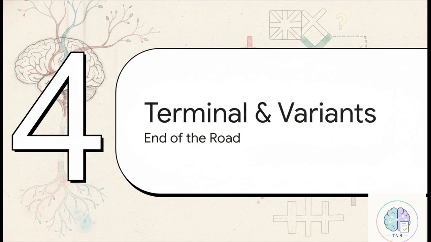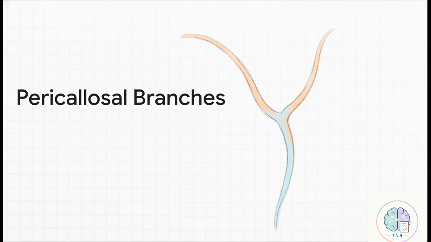All right, Section 4, terminal branches and variants. We're reaching the end of the road. Once we pass the callosomarginal takeoff, the main vessel acts as the direct continuation of the ACA, but at this stage it rebrands as the paracallosal artery. This vessel hugs the curve of the corpus callosum and eventually finishes its journey by splitting into two specific vessels: the superior internal parietal artery, which you might also hear called the precuneate artery, and the inferior internal parietal artery. And just like that, you've traced the entire arterial tree.